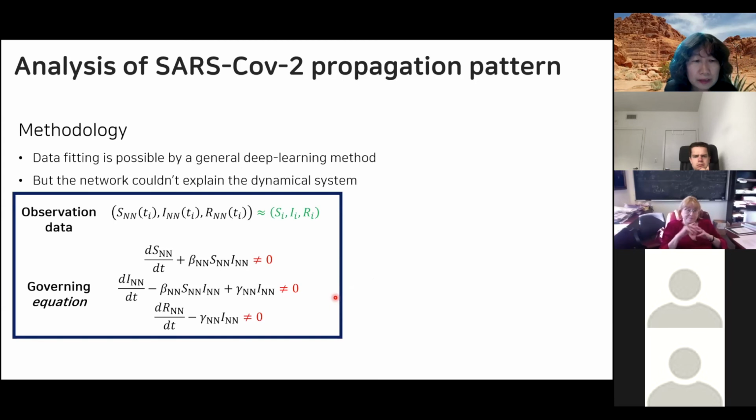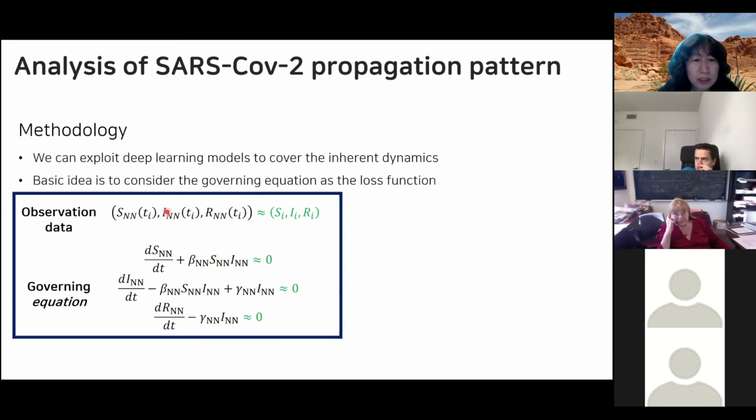As I said, people can say data fitting is always possible by a general deep learning method. But using deep learning in a naive way, you cannot explain the dynamical system which we already have. So we can exploit the deep learning method to recover this inherent dynamics.